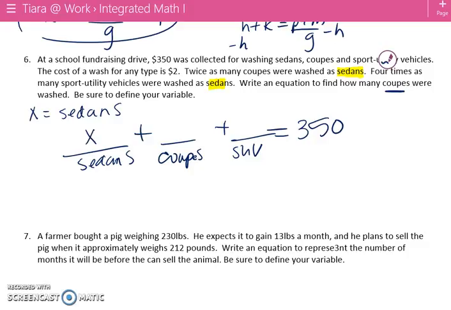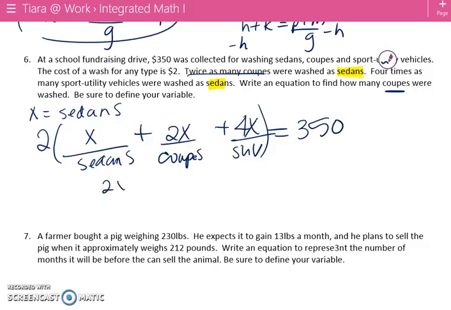Well, sedans, I'll let be X. Coupes, I'll let be twice as many coupes, so that has to be 2X. And the SUVs is 4 times as many sedans, so that's a 4X. The other thing I want to pay attention to is that I'm charging $2 for every car that I wash. So this is my equation.